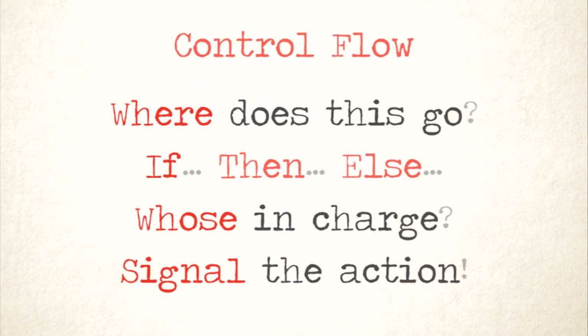A process may have a decision tree, but the communication between processes is inherently point-to-point. Now, control flow has its place in a single process. This is where you ask questions like, where does this go? Your if, then, else, and other classic control flow statements belong to a process. What you don't want to do is look at control flow on the multi-process level. Then you have to start asking questions like, who's in charge?